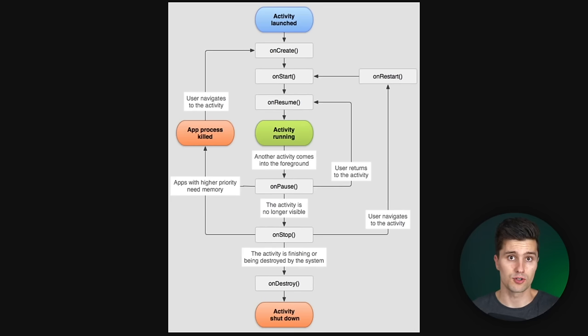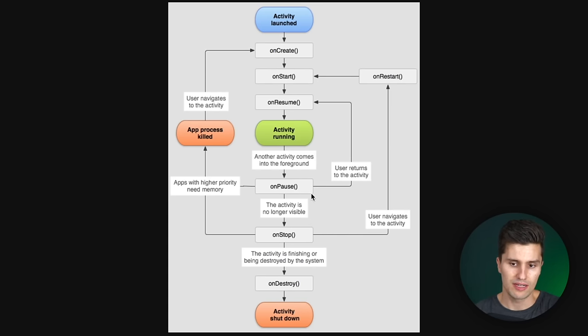And if that happens, so if the actual activity which is in the pause state comes back into the foreground, then you can see when the user returns to the activity, the lifecycle will move back to the resume state, so it's in the foreground just as before, and it will stay there until the user moves away again.